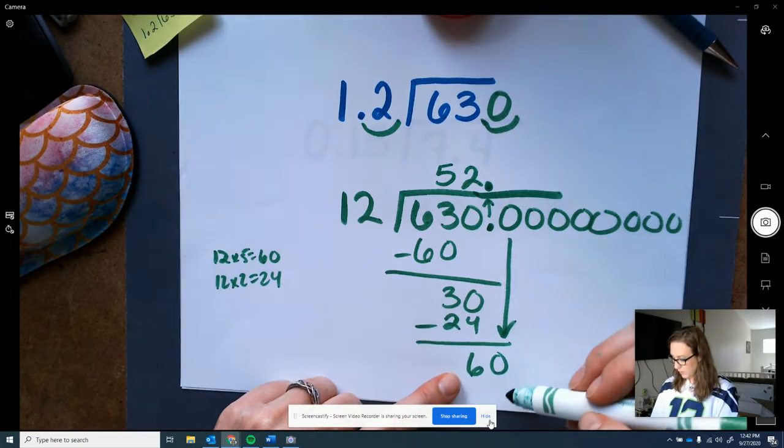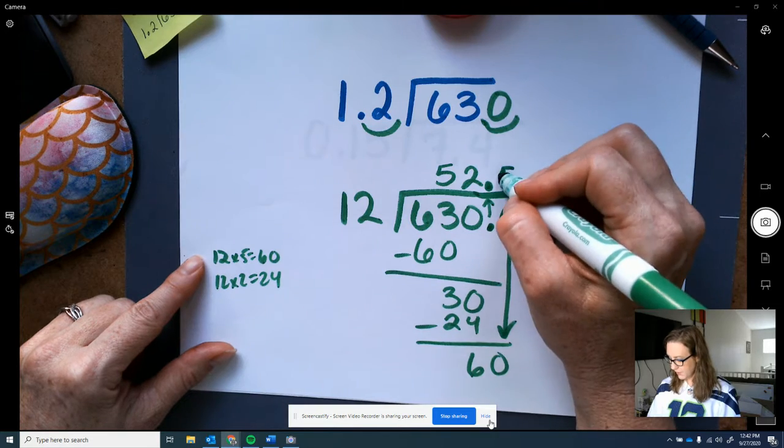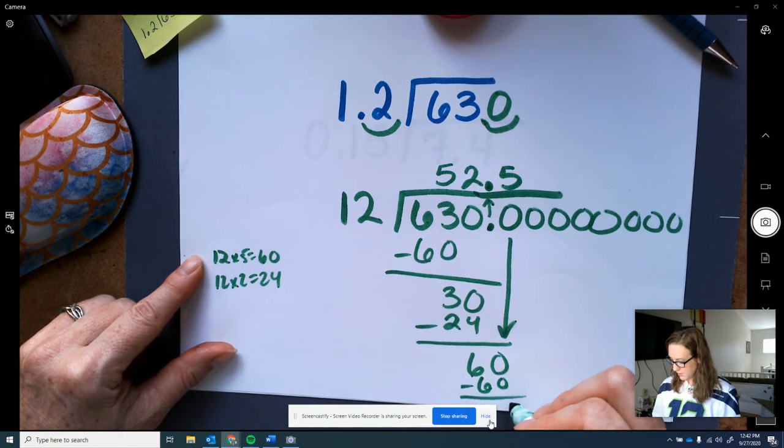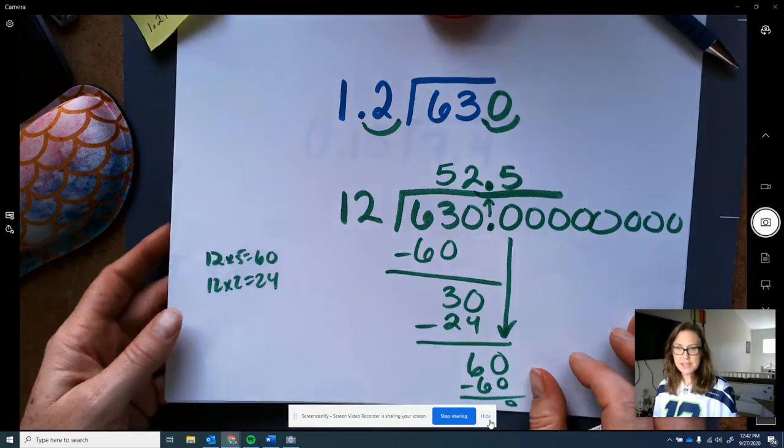All right. So now we have 12 goes into 60. Well, we already have that one. It goes in 5 times exactly. So our answer becomes 52 and 5 tenths.